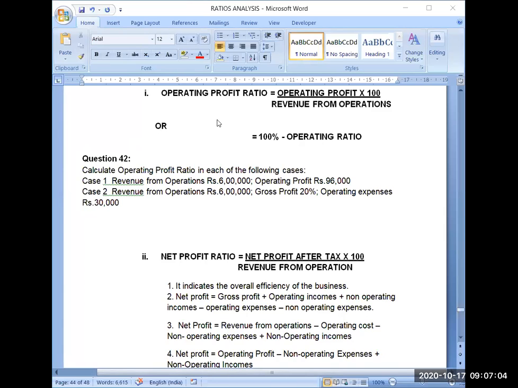If you compare all the formulas regarding profitability ratios, you will find that in each and every formula, in the denominator there is a term revenue from operation. So the denominator is common in all the terms, and multiplied by 100 is also common. In operating profit ratio, operating profit is there in the numerator. In gross profit ratio, gross profit is there in the numerator. In operating cost ratio, operating cost is there in the numerator. So the formula is easy to remember if you learn the logic.